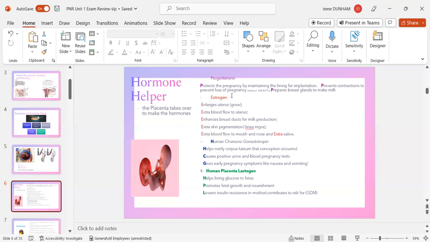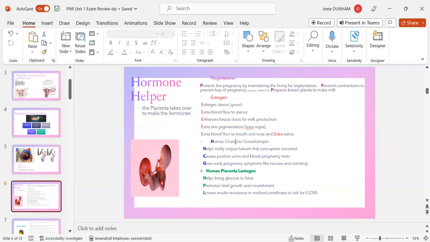So again, estrogen enlarges your uterus to grow. Estrogen, extra blood flow to the uterus. Estrogen enhances breast ducts for milk production. Estrogen, extra skin pigmentation. And then also estrogen, extra blood flow to the mouth, nose, and extra saliva. A lot of times you can see test questions about estrogen and what it does. And usually they put in a test question around the mouth and the nose and kind of nosebleeds. And you'll see that.